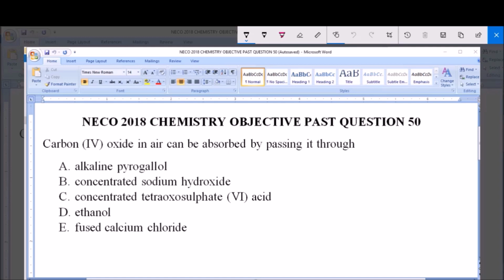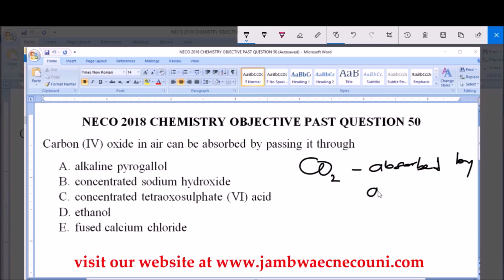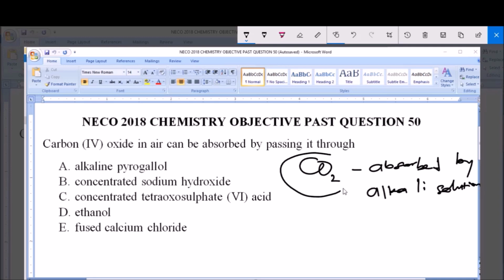Now, carbon dioxide, CO2, is generally absorbed by alkalis. So generally, alkali solution will readily absorb carbon dioxide from any place. But the alkali solution that will readily absorb carbon dioxide from the air is alkaline pyrogallol.